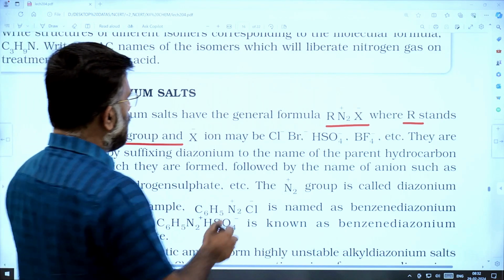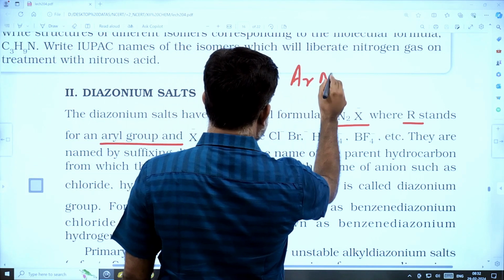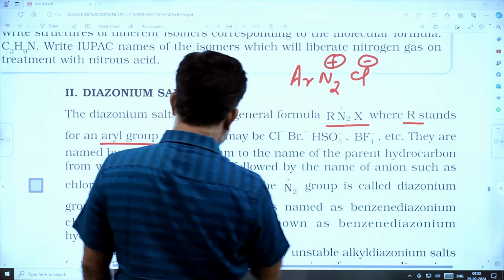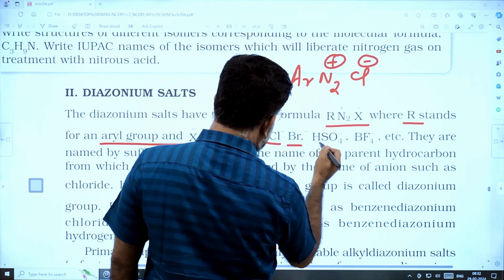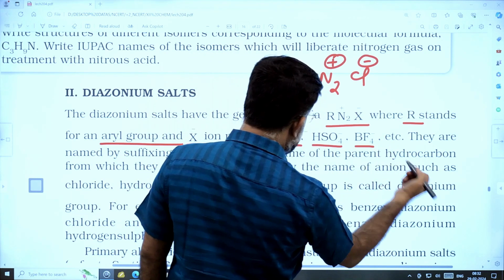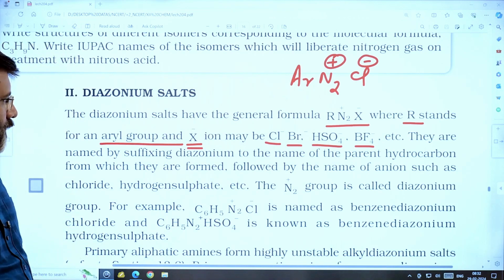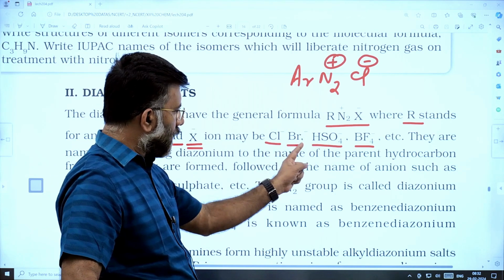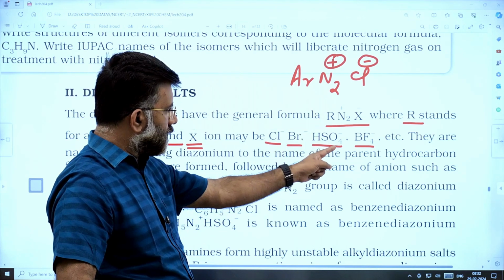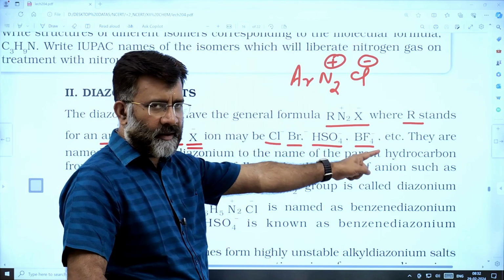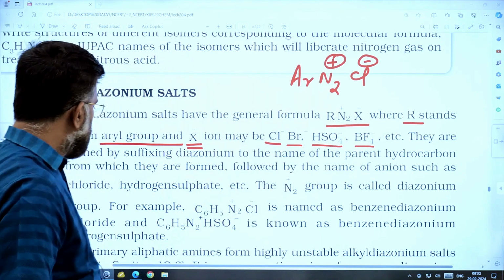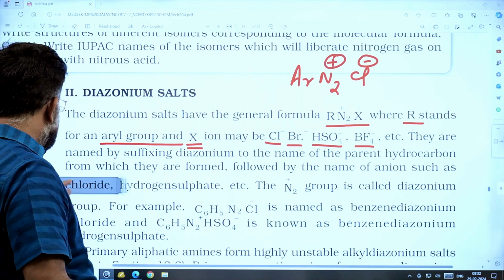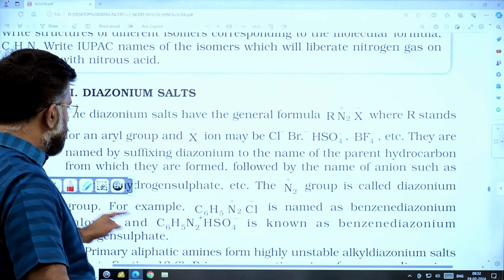R stands for, in fact it should be ArN2+ Cl− or X−. X stands for chloride, bromide, HSO4−, BF4−, etc. So benzene diazonium chloride, benzene diazonium bromide, benzene diazonium hydrogen sulfate, benzene diazonium tetrafluoroborate, like that. So that is diazonium salt, general formula, and the characteristics of diazonium salt.